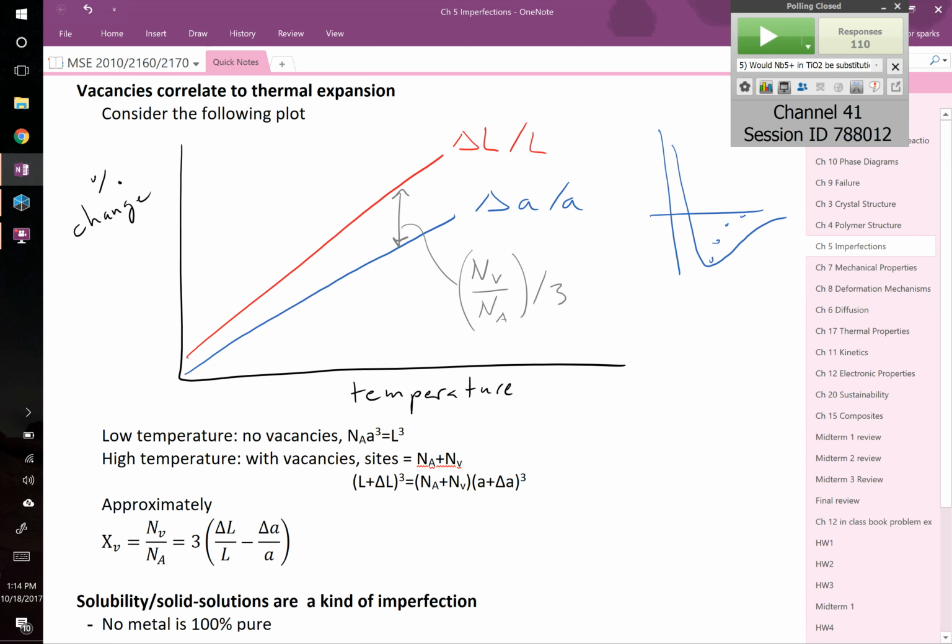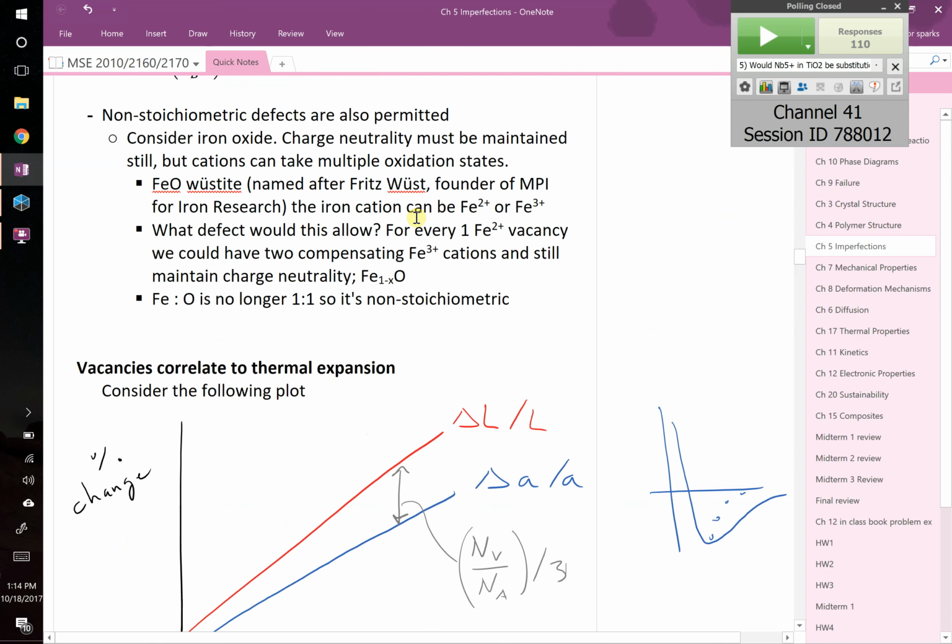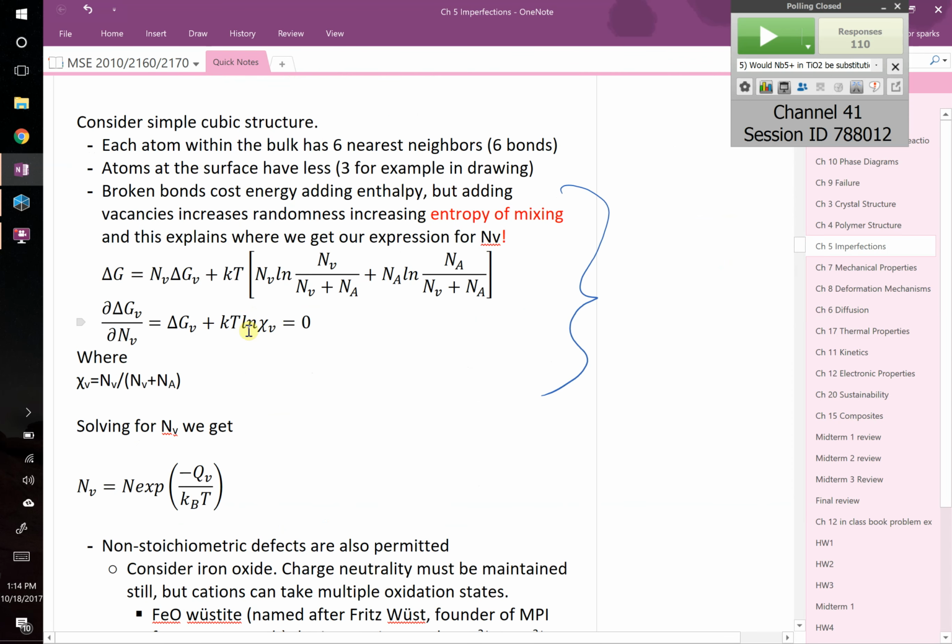Can I clarify this at all? Are there any questions about it? Where did that divided by 3 come from? Good question. I'm going to skip the math for you guys, but if you work through this, this is our expression for the change in free energy with respect to the number of vacancies that we form.